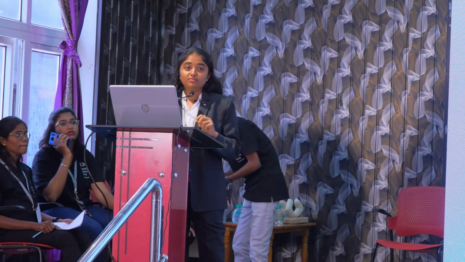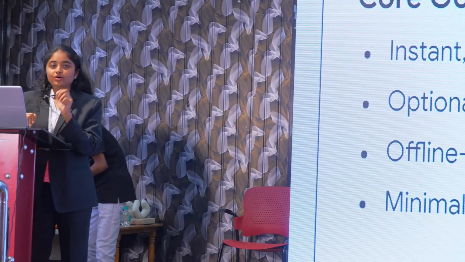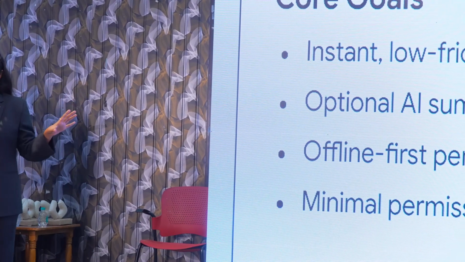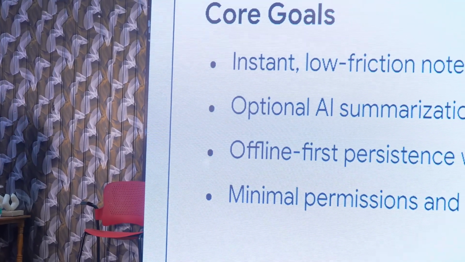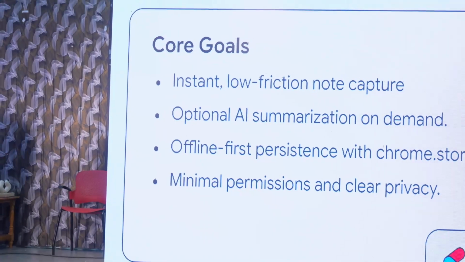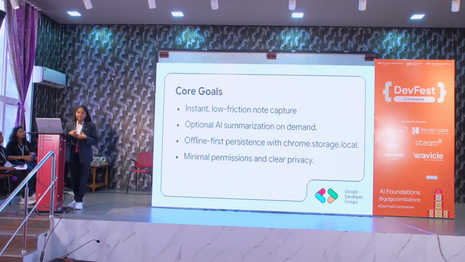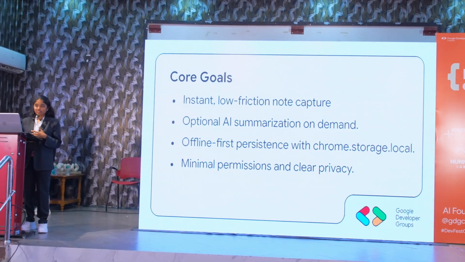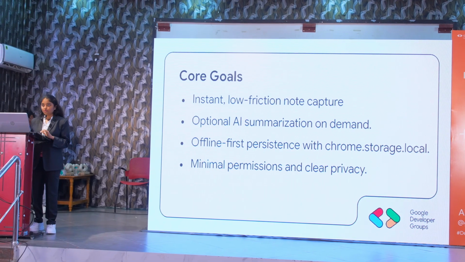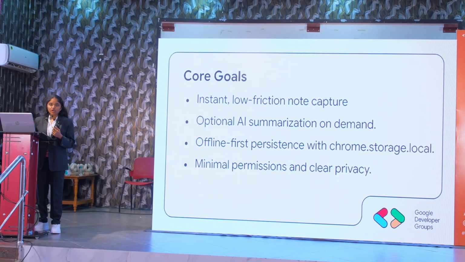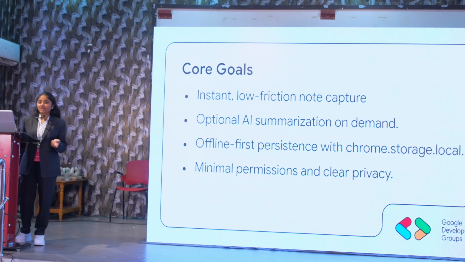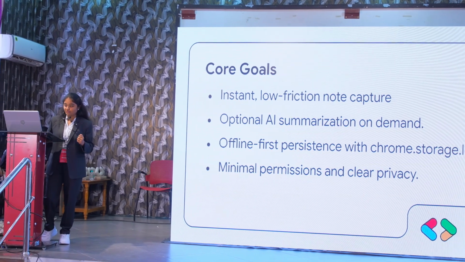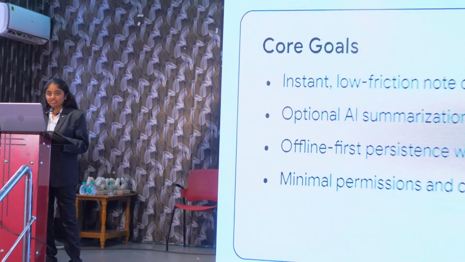The main core goal of this Flow State AI is instant, low-friction note capture. If I am presenting my presentation and want to take notes, currently I use VS Code as a text editor, but with Chrome I can do this in a single extension. So it is very instant, I don't have to go and do anything else. How fast your hands move is how fast you can take your notes.